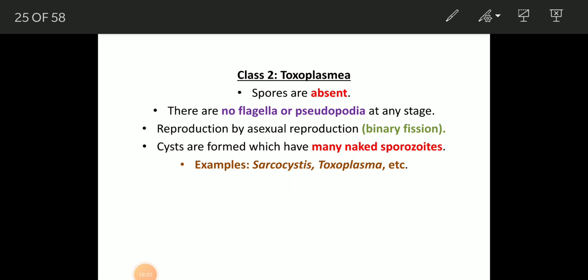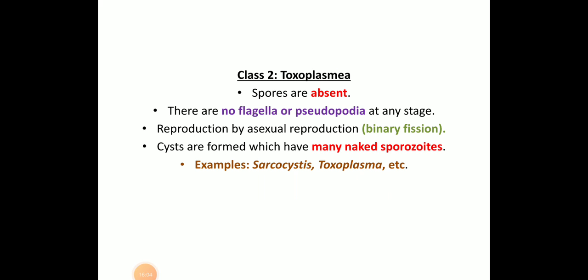So next class, Toxoplasmae. Here the spores are absent and they do not have flagella and pseudopodia, but the reproduction is of asexual type, that is binary fission. And cysts will be formed, mainly they are naked types. So examples are the Toxoplasmae.